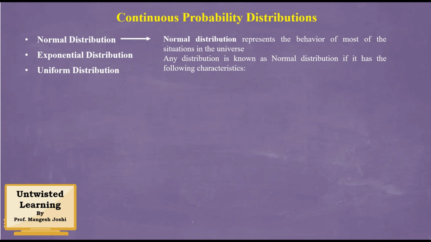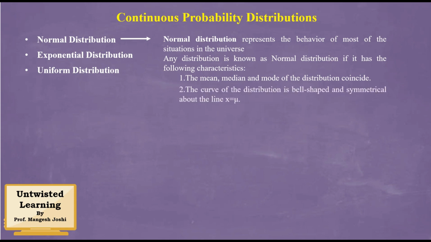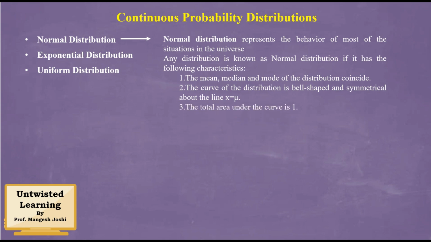Any distribution is known as a normal distribution if it has the following properties. The mean, median, and mode of the distribution coincide. The curve of the distribution is bell-shaped and symmetrical about the line x equals mu. The total area under the curve is 1. Exactly half of the values are to the left of the center and the other half to the right.